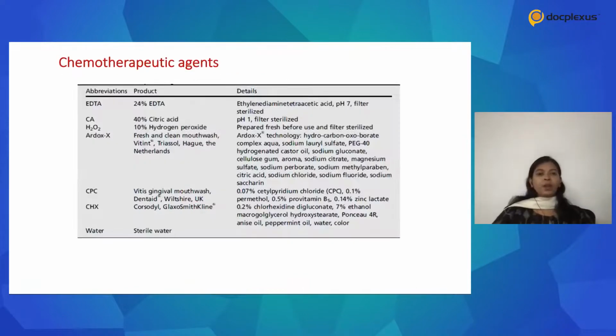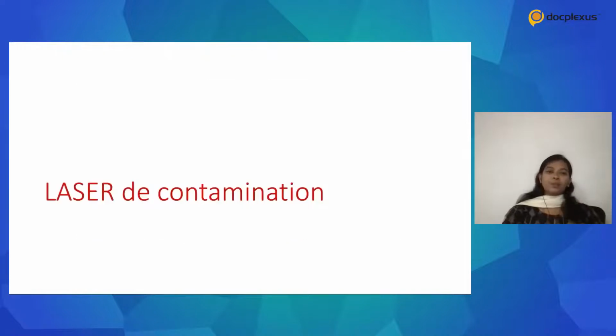Next, the chemotherapeutic agents which can be used as local drug deliveries are EDTA, which is 24% EDTA. Apart from that, you can use 40% citric acid and 10% hydrogen peroxide. So these are some of the common local agents which you can use for your non-surgical therapy.